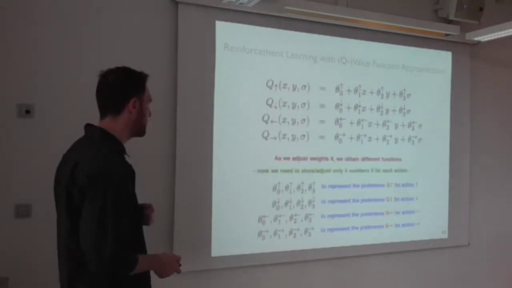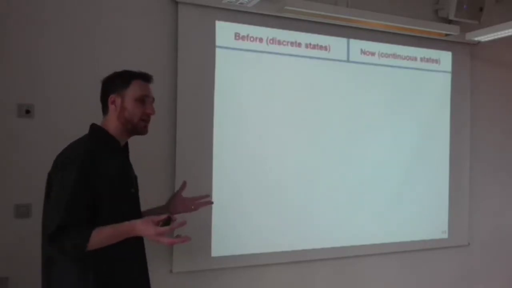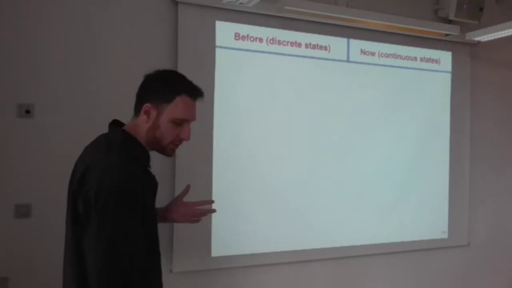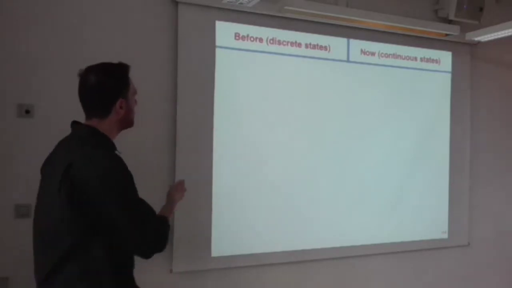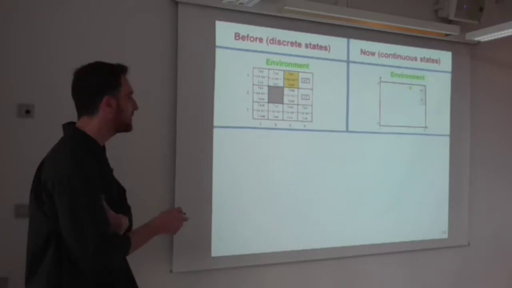So we need these 4 weights. Okay, that's what I just said. So let's compare the 2 settings, and now things should become clearer. If you have discrete states, this is the environment. If you have continuous states, this is the environment.